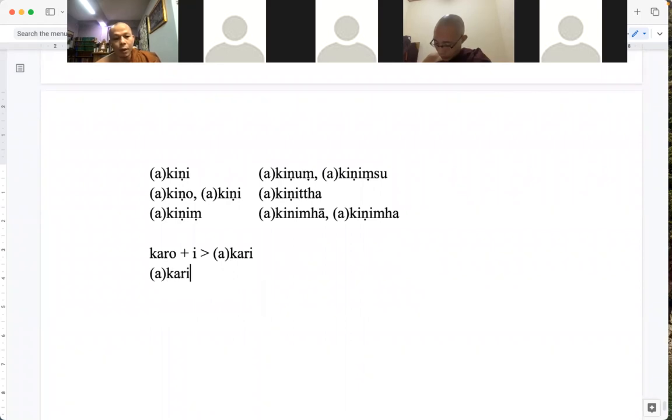So kari, a kari, and then karong, a karong, and then so karim su, a karim su, and then that person or second person singular karo, a karo, and another form is kari, a kari, and for plural second person so kareta, a kareta.